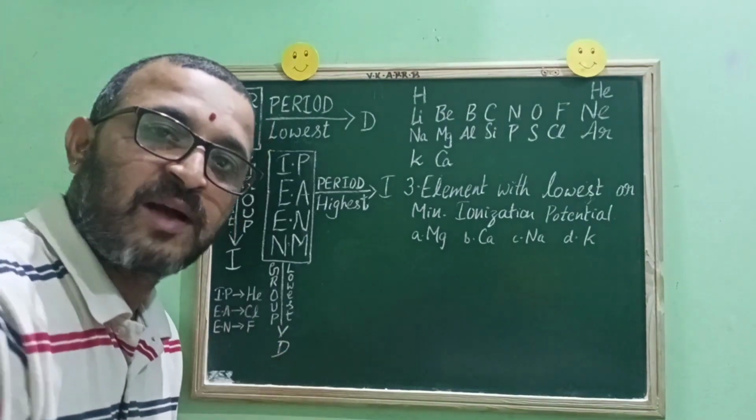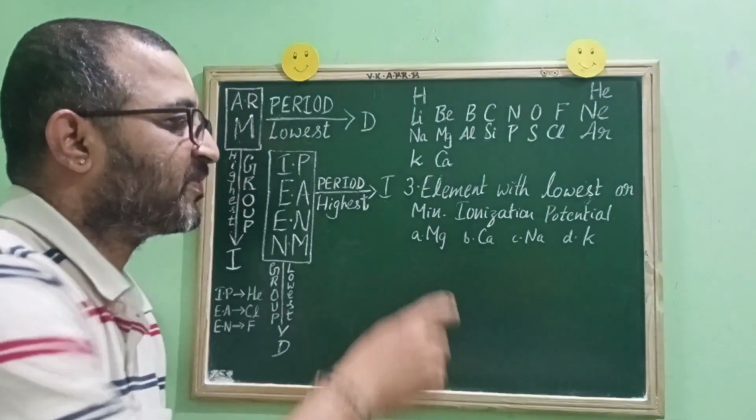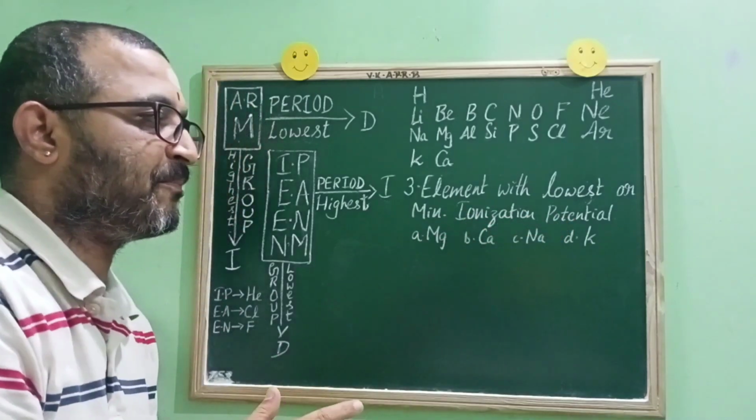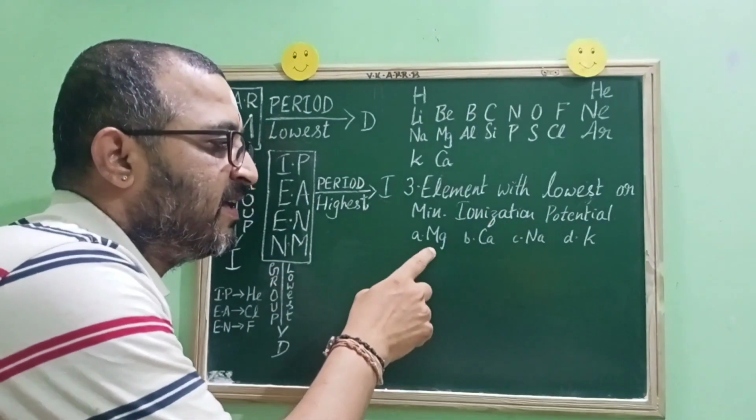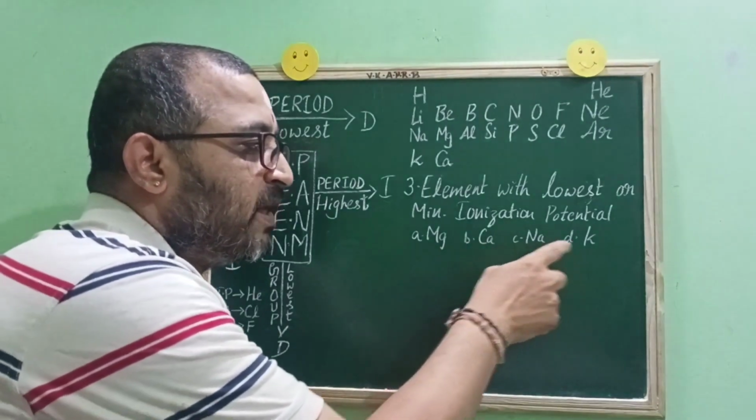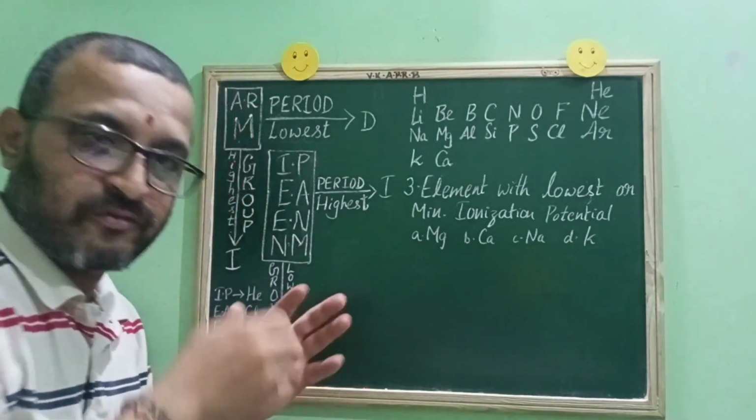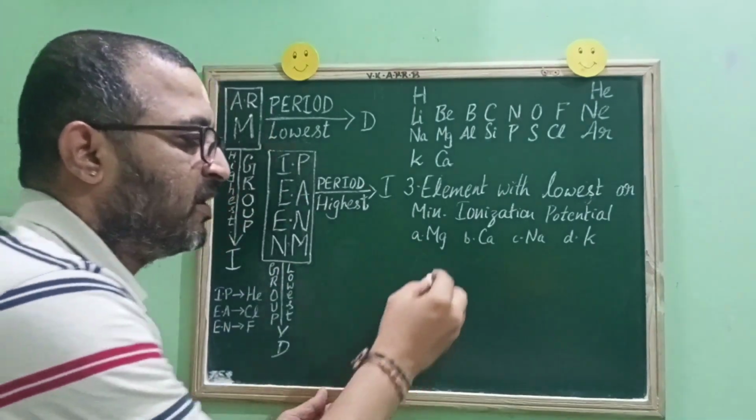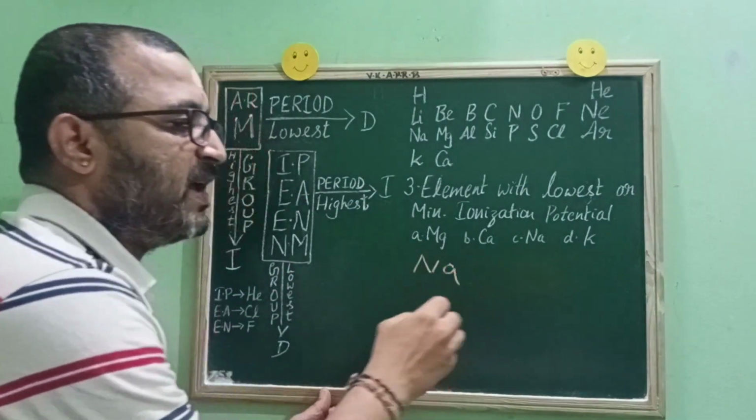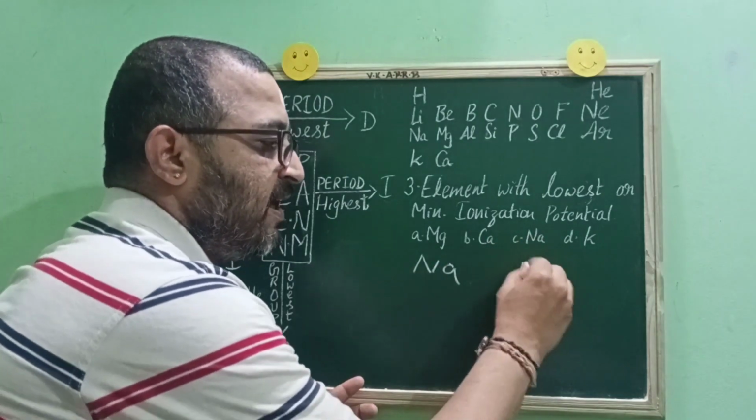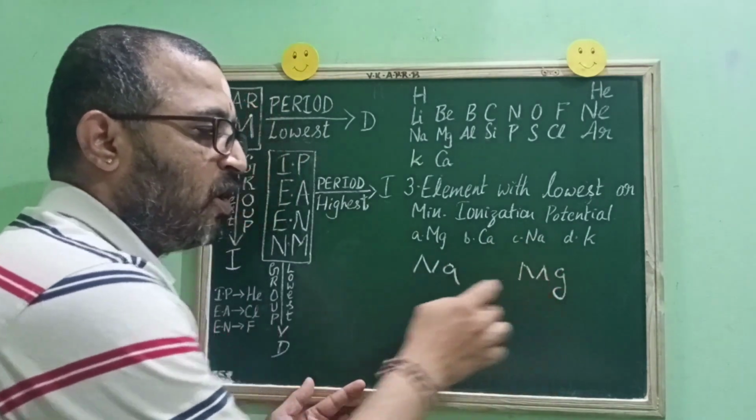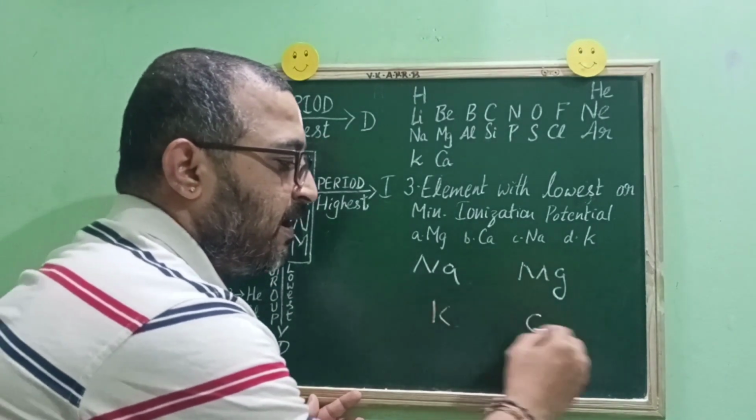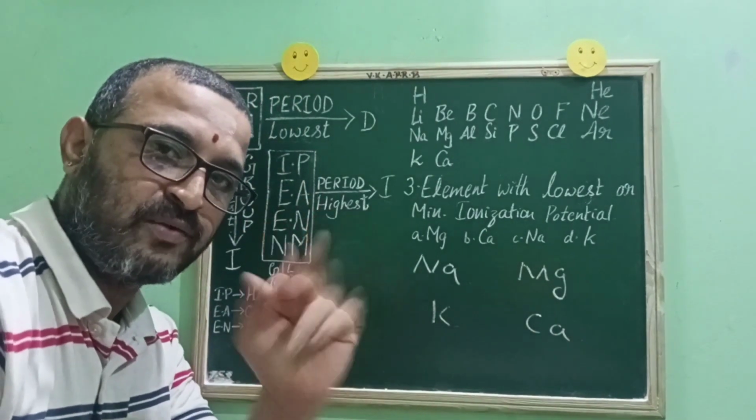Okay, children, coming to question number 3. Element with lowest or minimum ionization potential, right? The options are magnesium, calcium, sodium and potassium, right? So we'll first arrange these elements just like how they appear in the periodic table. So when I do that, you'll get sodium, right? And then magnesium, these two belong to period 3, and potassium and calcium, these two belong to period 4.